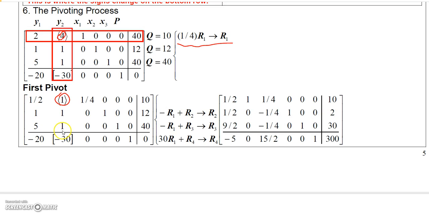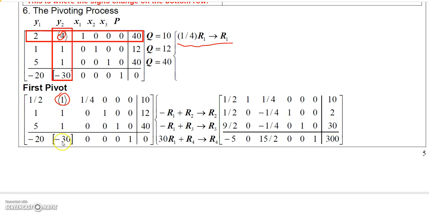And now I also need to get rid of this 1 in the third row, so I'll do minus row 1 and add it to row 3. So I have minus a half plus 5. Well, that will be 9 halves because 5 is 10 halves, so minus a half plus 10 halves is 9 halves. And then minus 1 plus 1 gives me 0. And then minus a fourth plus 0 gives me minus a fourth. Minus 0 plus 0 is 0. Minus 0 plus 1 is 1. Minus 0 plus 0 is 0. And then minus 10 plus 40 gives me 30.